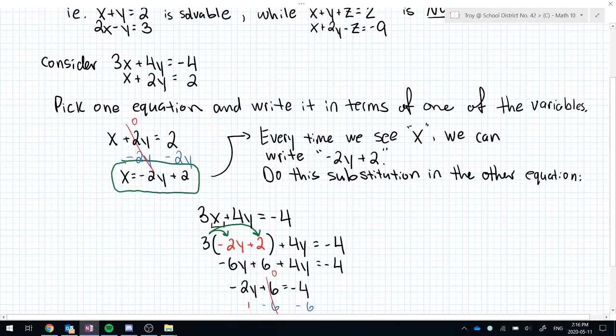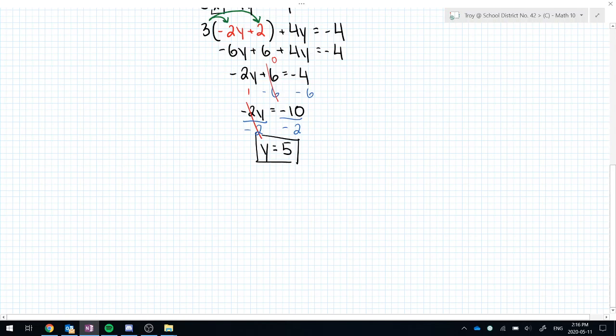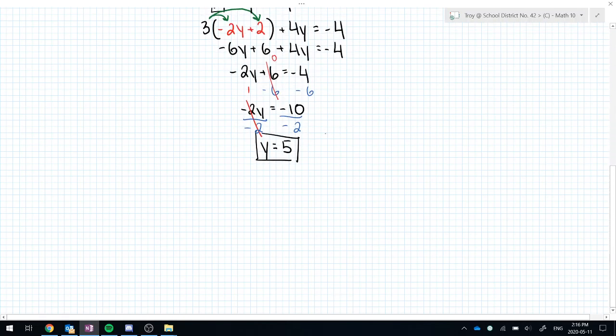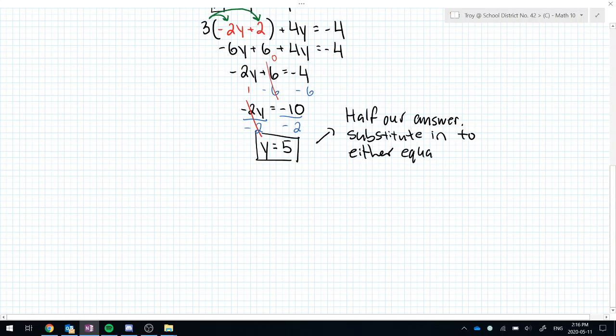So what I'll do is I'll come down here. We'll use the second equation for this one, just because it's easier to work with. So this is, I'll reiterate, half our answer. Now we can substitute this into either equation. Doesn't matter which one, because y is equal to 5 in both of them. But I'll use the second one just because it's easier.